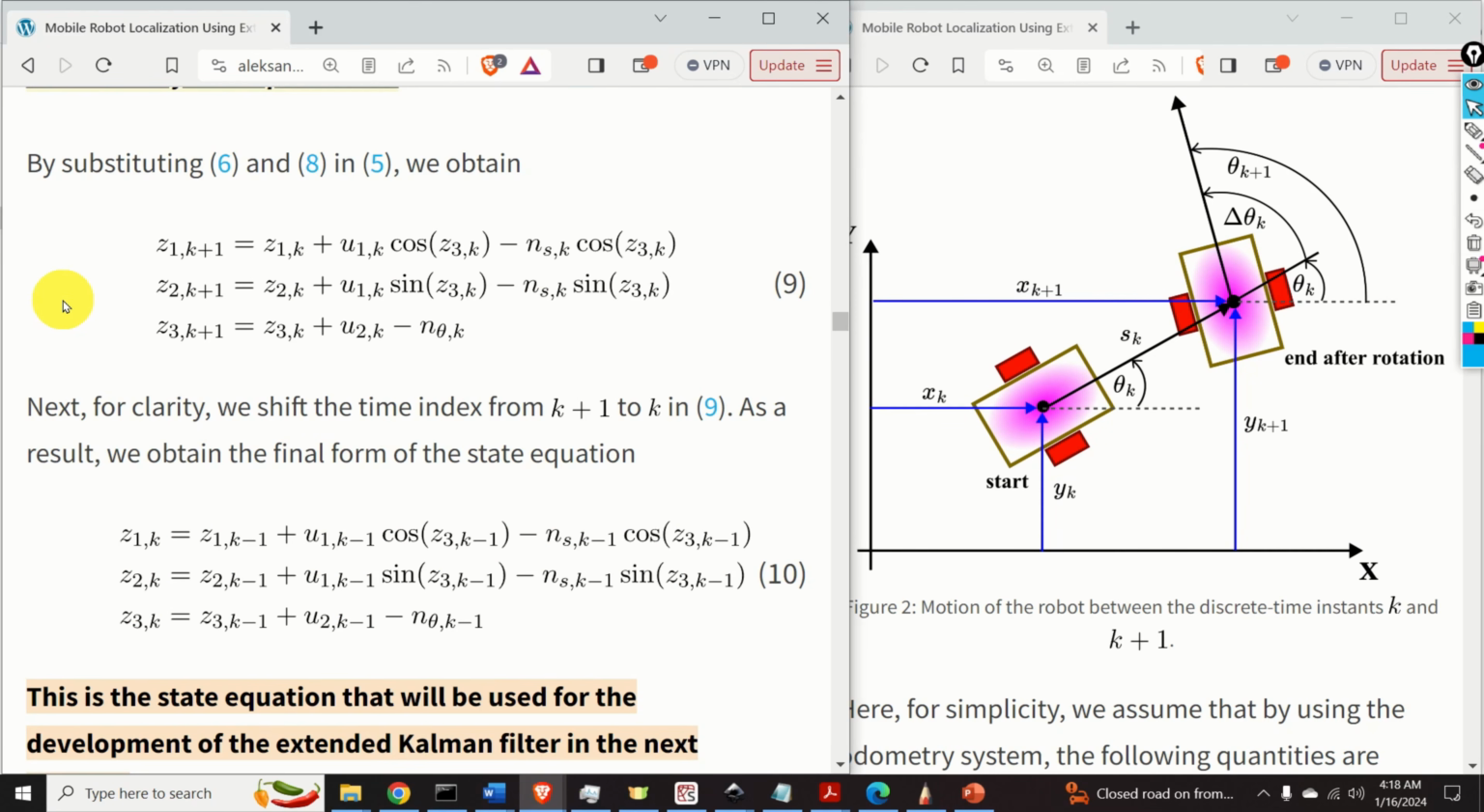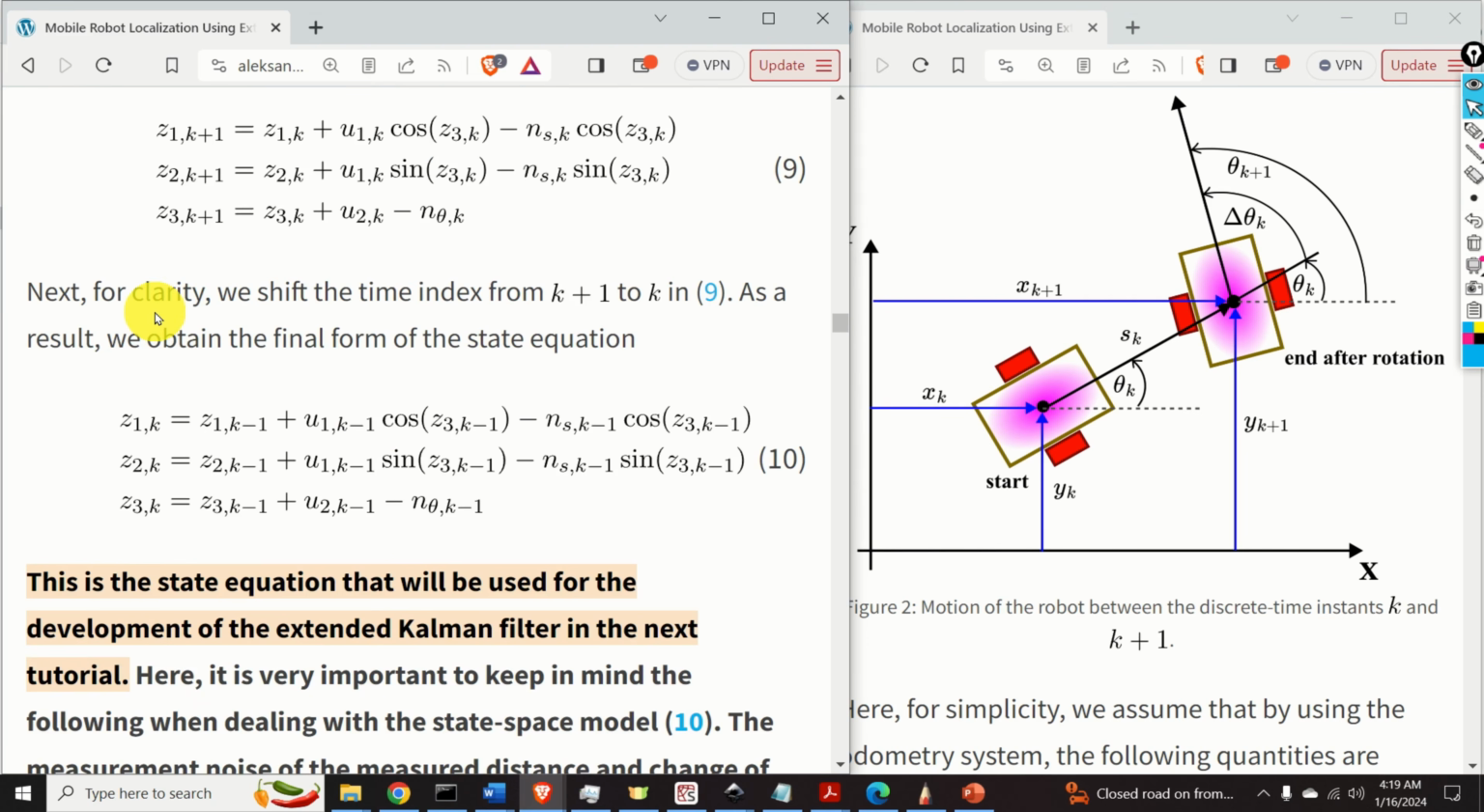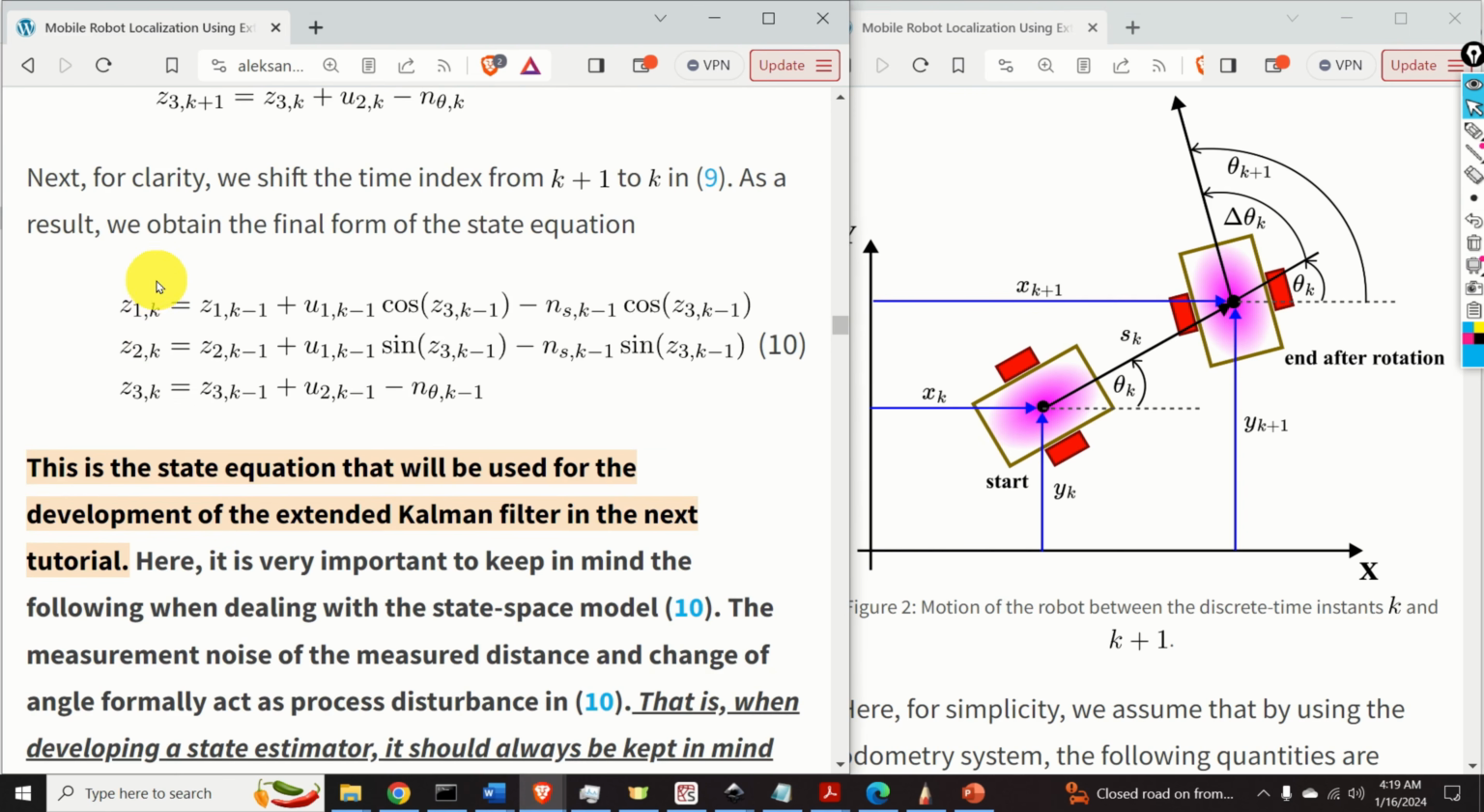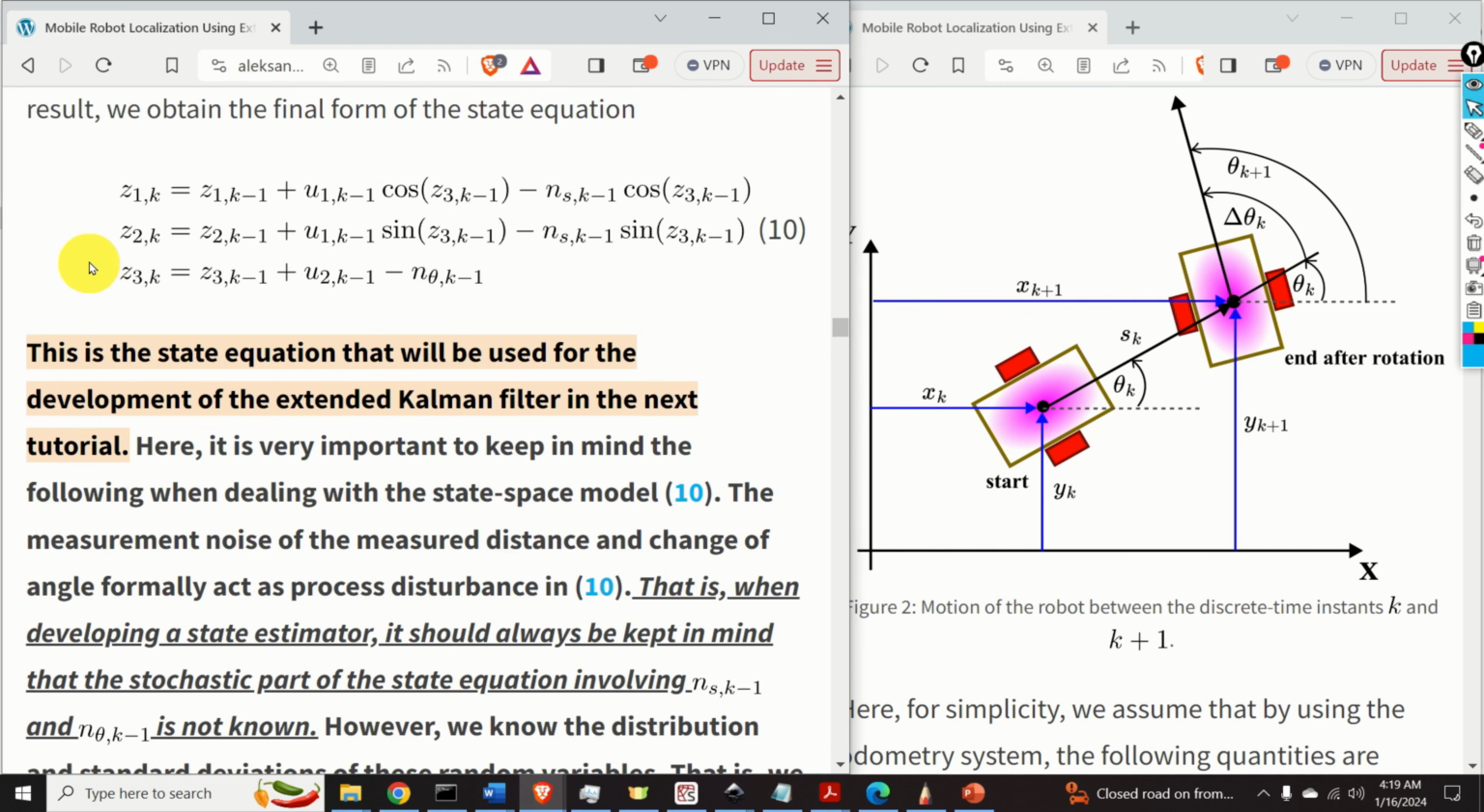By substituting new symbols for states and inputs in our original kinematics model, we obtain this set of equations. Next, for clarity, we shift the time index from k plus 1 to k in this set of equations. As the result, we obtain the final form of the state equation. And here it is. This is the state equation that will be used for the development of the extended Kalman filter in our next tutorial.